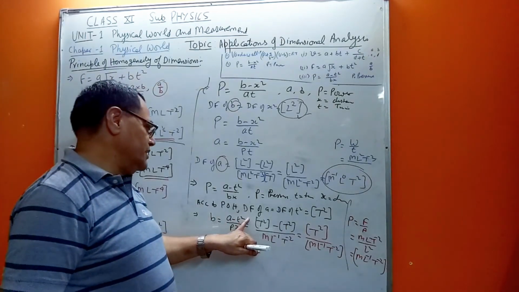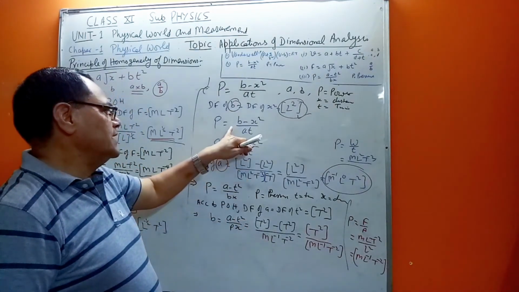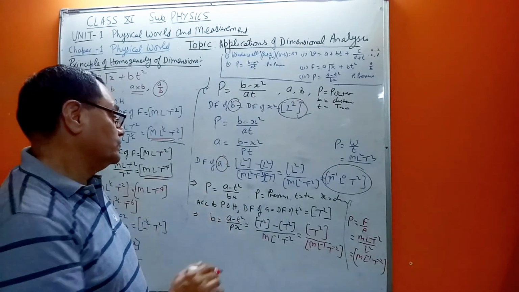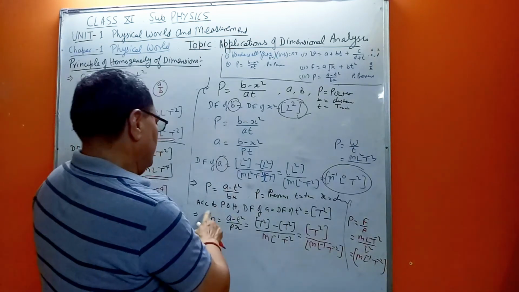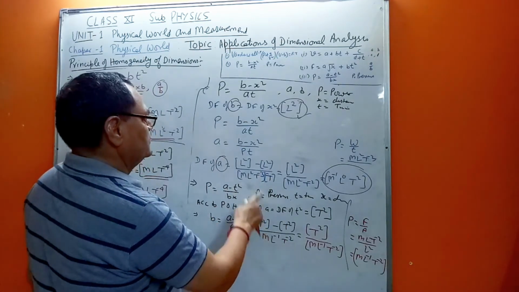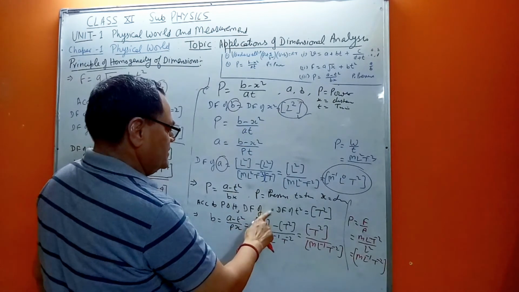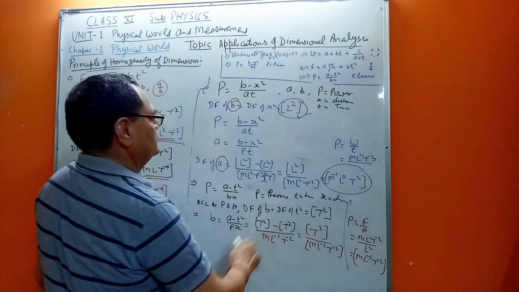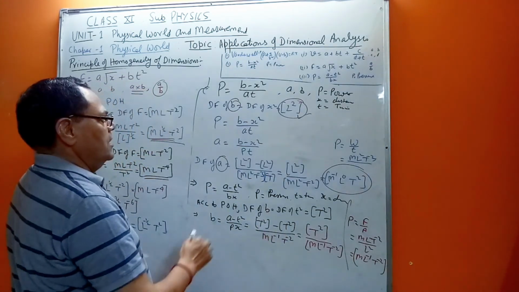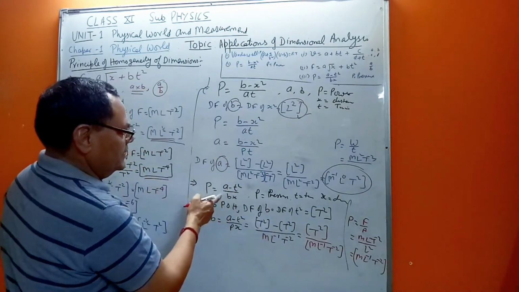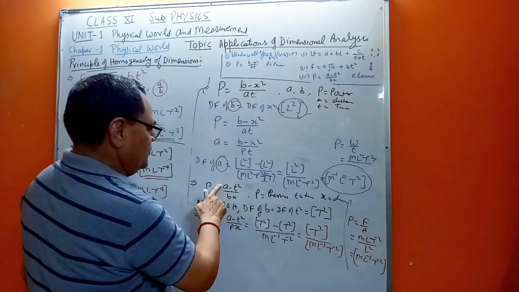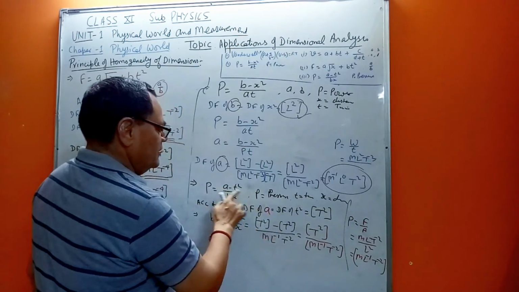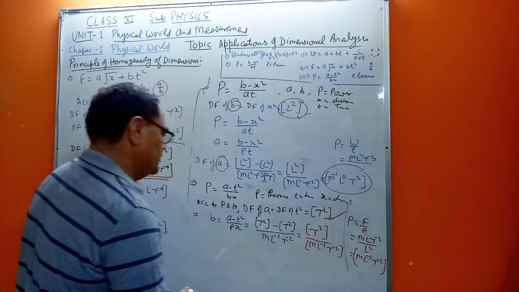So let's see, is there any mistake? A we got as it is, and B we got. The dimension formula of A is nothing but that of T square. Fine, correct. So A is of T square, absolutely correct.